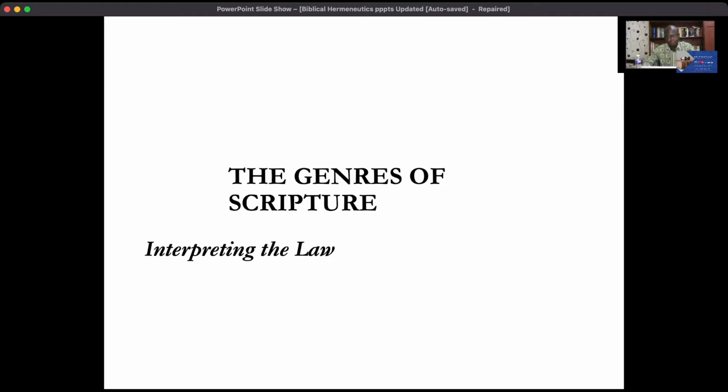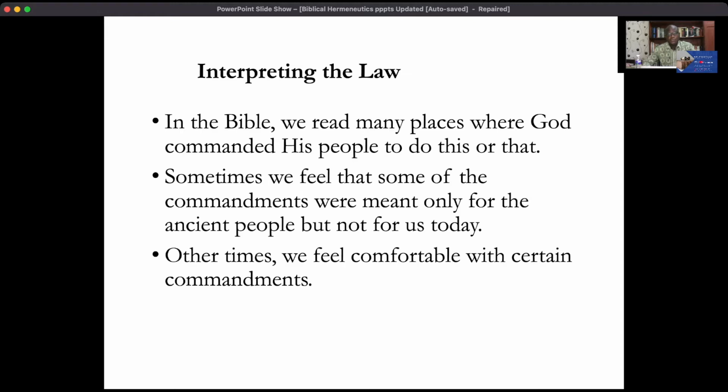Interpreting the law. In the Bible, we read many places where God commanded his people to do this or that. Sometimes we feel that some of the commandments were meant only for the ancient people, but not for us today. Other times, we feel comfortable with certain commandments.